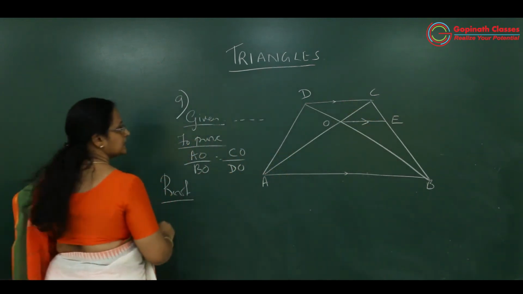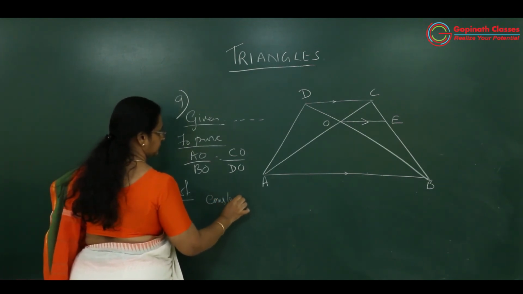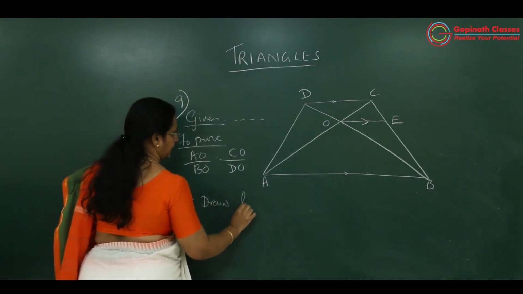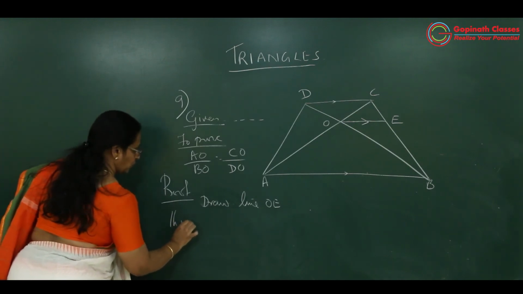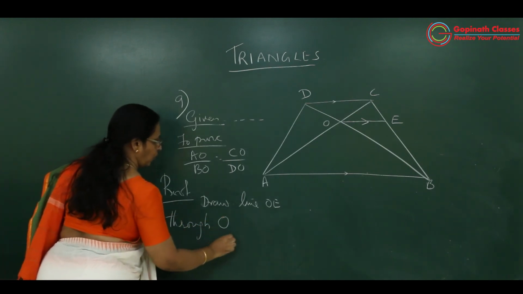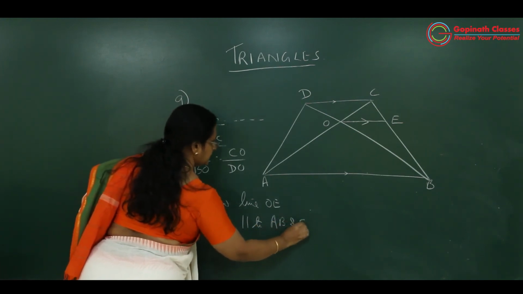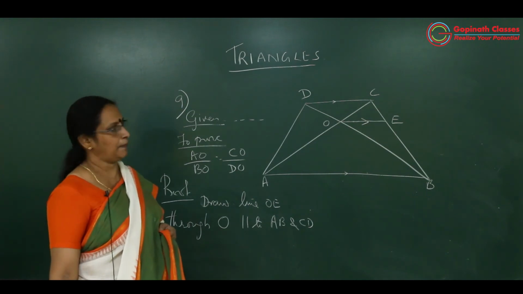So I will write in proof. Construct or draw line OE through O parallel to AB and CD. Obviously AB का parallel draw करेंगे तो CD का भी parallel होगा.